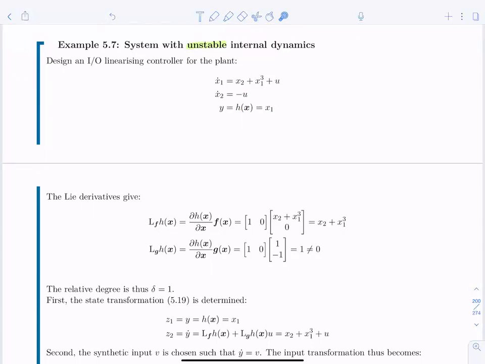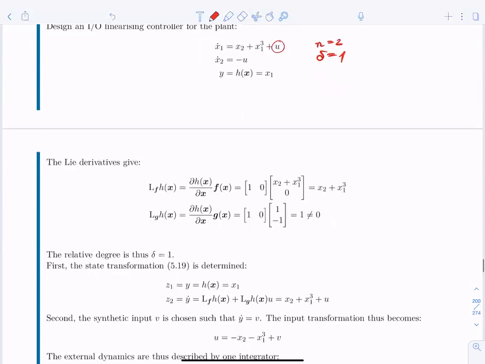So without any further examination, I can already tell you this system has an order of n equal to 2. And since our output is x1 and x1 dot already contains u, the relative degree will be 1. And of course, this is revealed by computing the Lie derivatives. So I'm going to leave this to you as a homework to do this. And of course, you can see already that LgH of x is equal to 1. So it's different from 0. So we have a relative degree of theta equal to 1. Okay. So let's just follow the book.